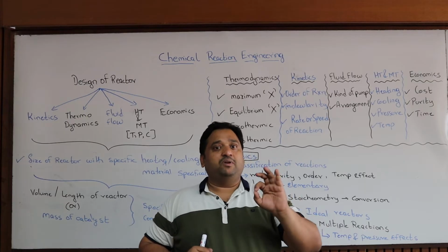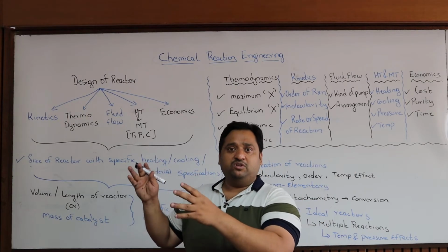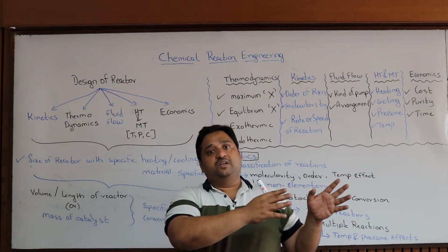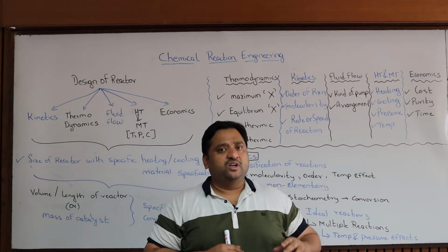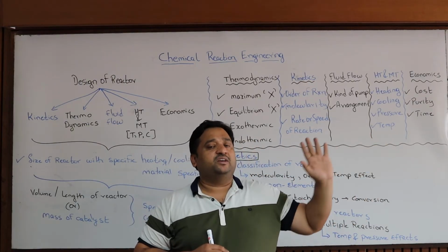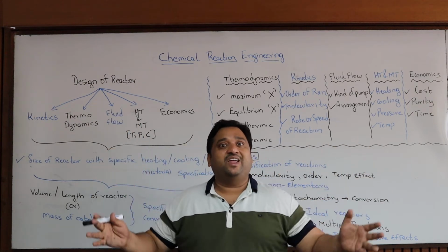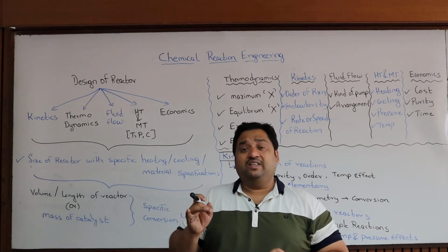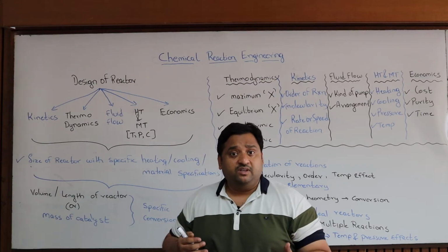For example, I want 80% product. I have started with 100 moles of feed, and from this 100 moles, 80 moles will form the product and 20 moles remain as feed. That means for a certain conversion, how much size of the reactor is required, how much catalyst I have to fill in. So this is called the design of the reactor.